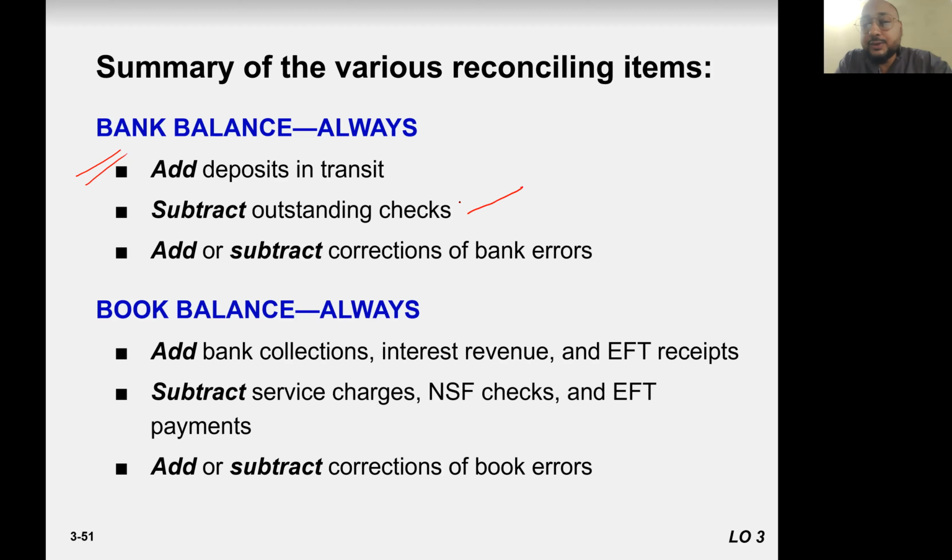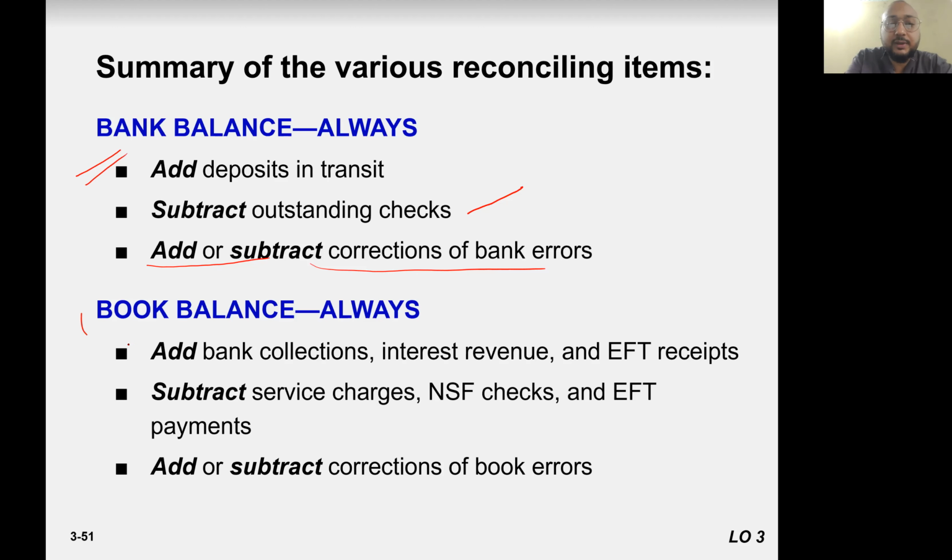Outstanding checks are those checks which our company wrote to our suppliers for payments, but our clients or suppliers didn't present them to our bank, okay? And then is there any correction of errors, whether by the bank, mistakenly they credited some amount or deducted some amount. So you need to think logically about whether to add or subtract.